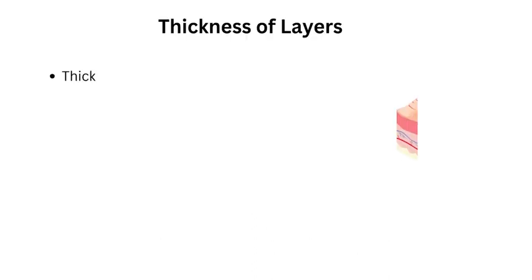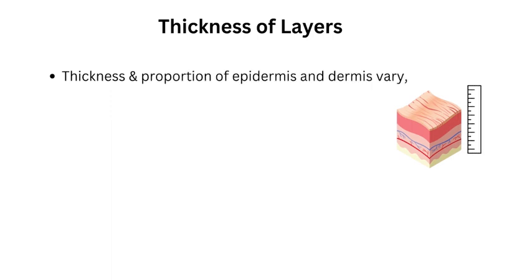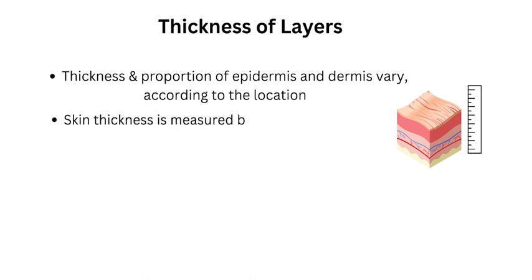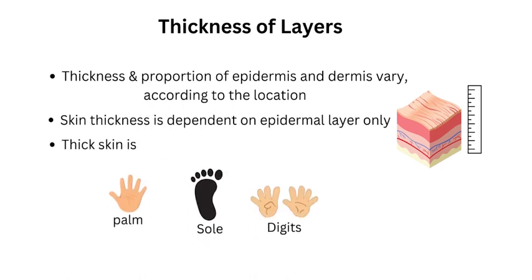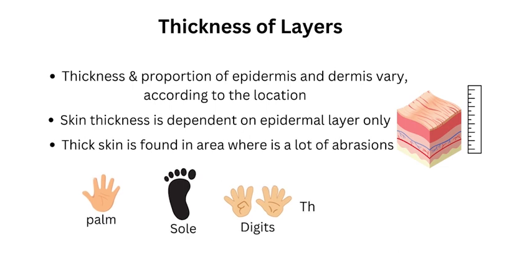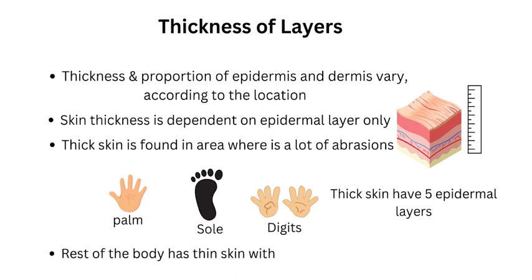The thickness and proportion of epidermis and dermis vary greatly depending on their location on the body, but the skin thickness is mainly dependent on the epidermal layer alone. Thick skin is found only in areas where there is a lot of abrasion, like palms of hands, soles of feet, and your digits. These areas have 5 epidermal layers. The rest of the body consists of thin skin and has 4 epidermal layers.